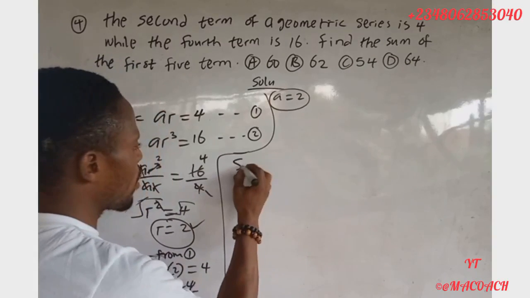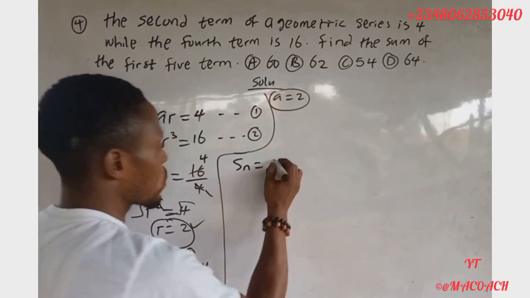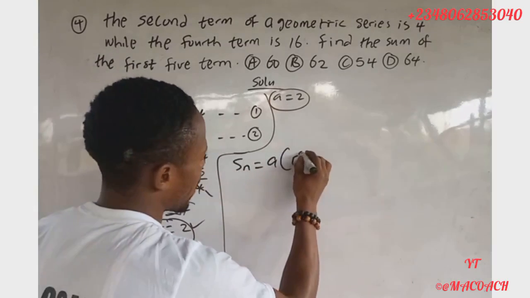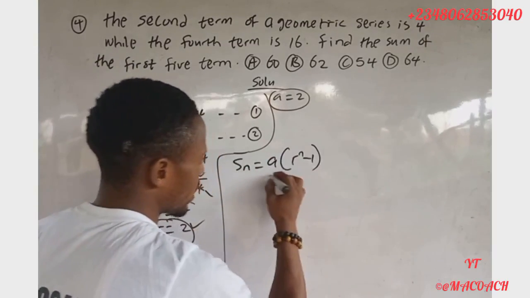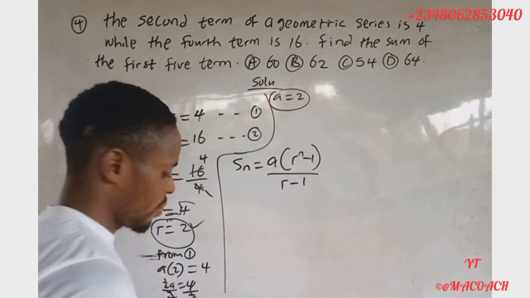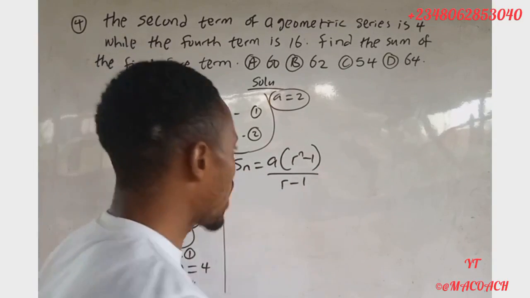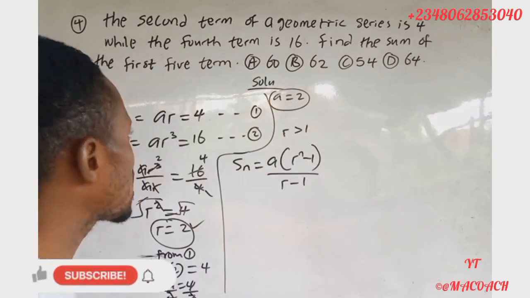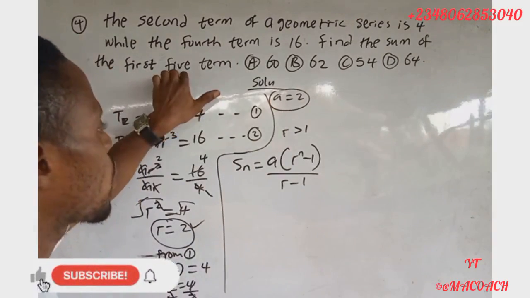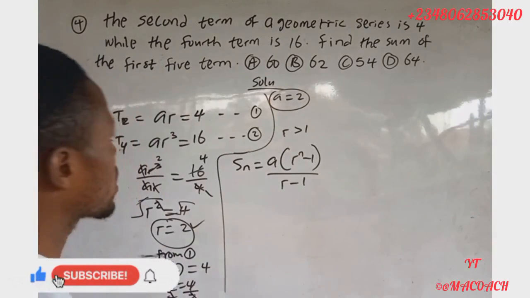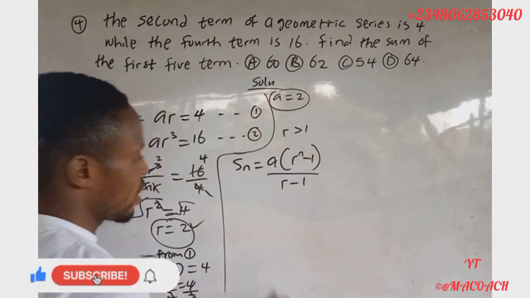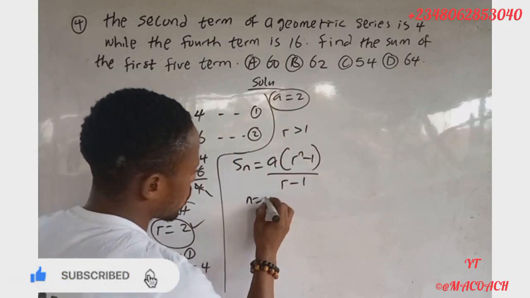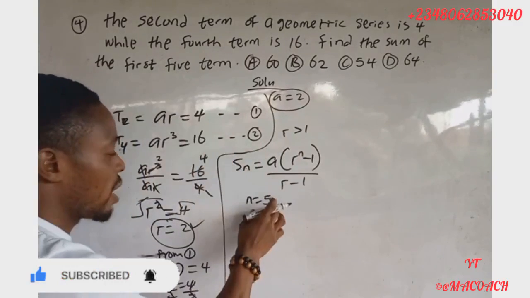Sum of n terms of a GP is equal to A into bracket R to the power of n minus 1, close bracket, divided by R minus 1. So this is the formula you use, where our R is greater than 1. And in this place, they gave us n to be equal to 5, because it is the first 5 terms. That's why our n is equal to 5.